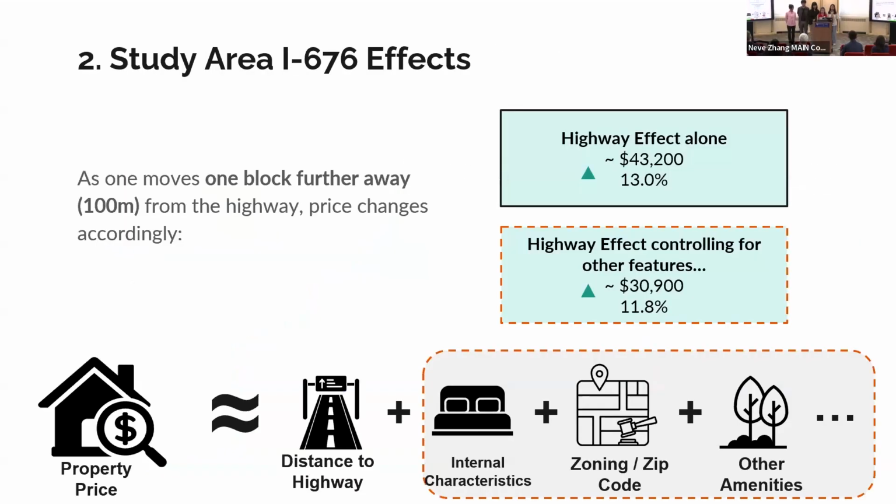Furthermore, zooming into our study area, we see a stronger and positive relationship between the distance to I-676 and property price. As we move 1 block further away from the highway, we expect property price to increase by about $43,000, which is a 13% change. When we control for some basic property features like number of bedrooms, bathrooms, quality grade, and zip code, moving a block further away from the highway still results in a $31,000 increase, or 11.8% change.